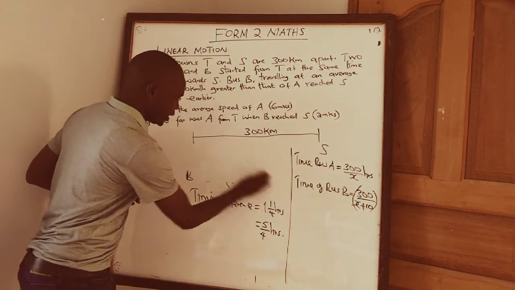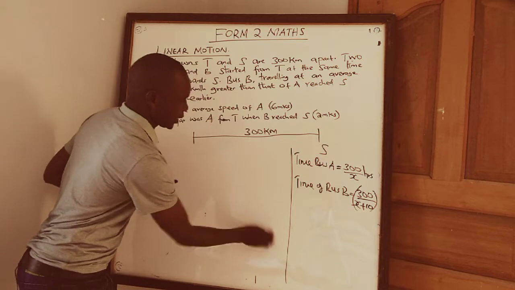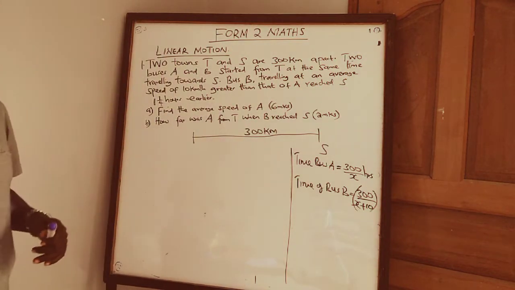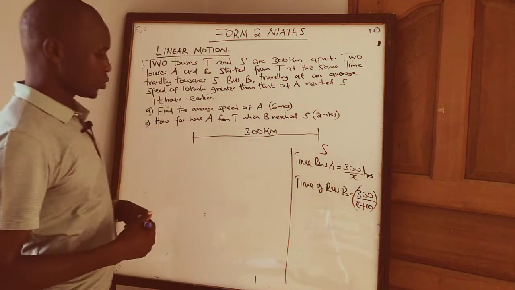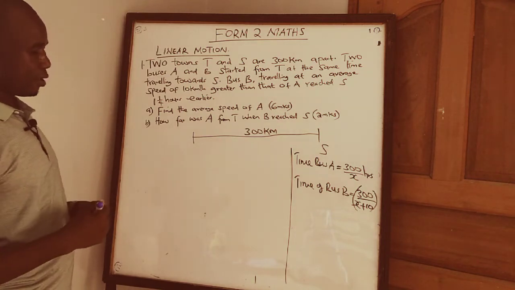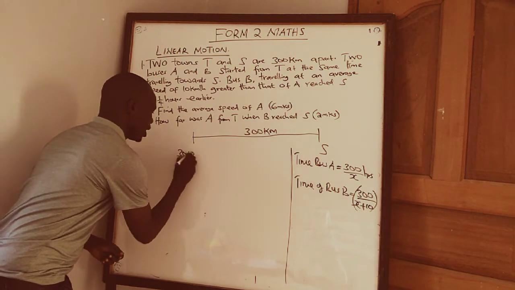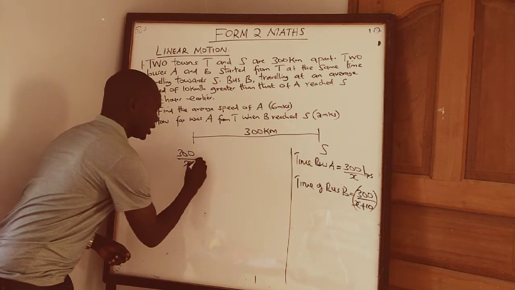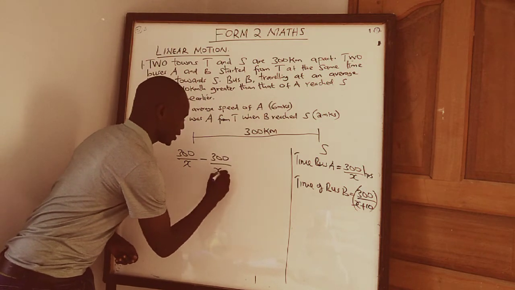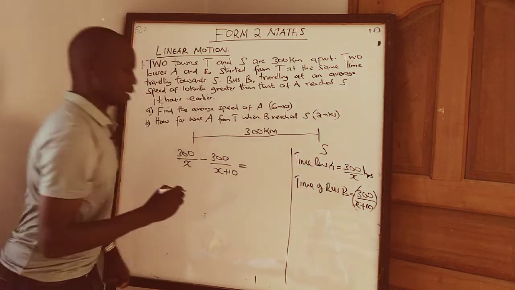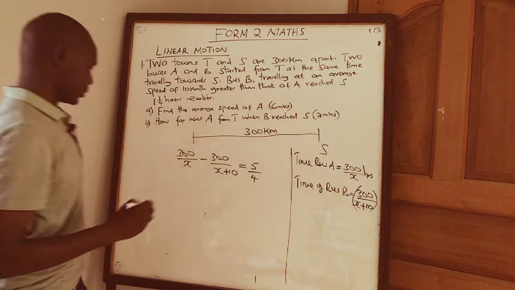From there now, we know the time difference, meaning the time taken by bus A and the time taken by bus B, the total difference between the two must give us 5 over 4 hours. Meaning, if we take the time taken by bus A, which is 300 over x hours, minus the time taken by bus B, which is 300 over x plus 10, this must give us the difference in their time of arrival, which is 5 over 4 hours.